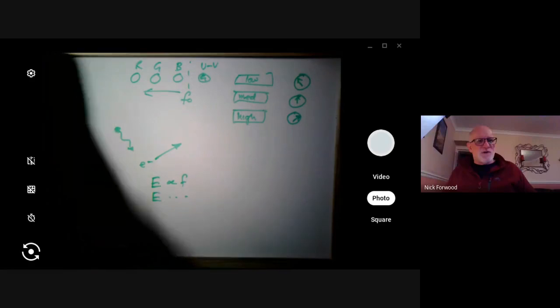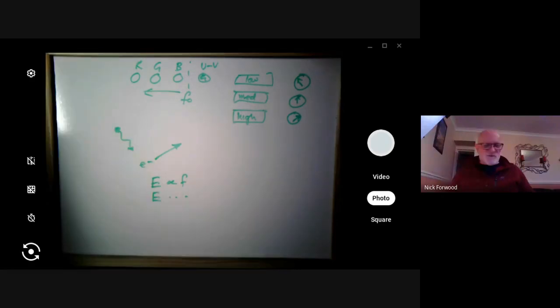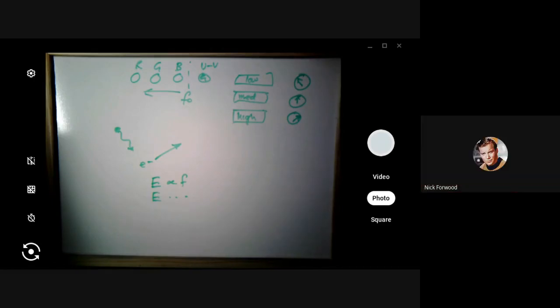And if you've stopped and had a look at the other video of the gold leaf electroscope and the simulation of the photo tube, then that's taken you well over an hour. So I'll stop right now.